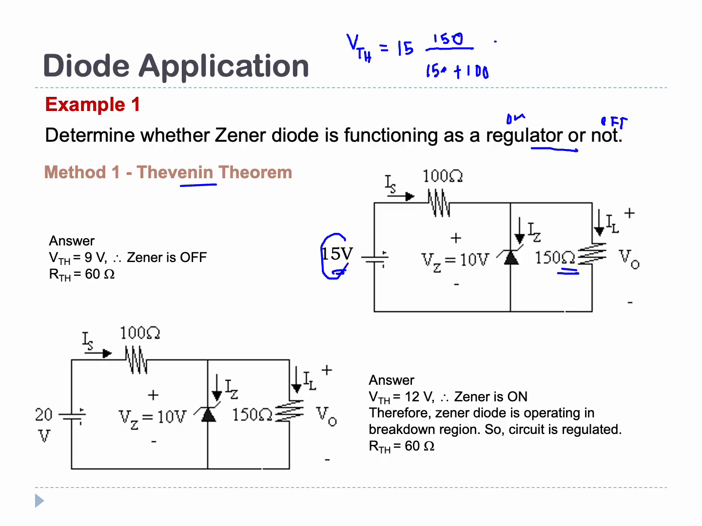Okay, so you can use your calculator. What is the value of the V Thevenin that you got? It is going to be 15 multiplied by 150 divided by 250. So you will get the value of your V Thevenin is 9 volts.